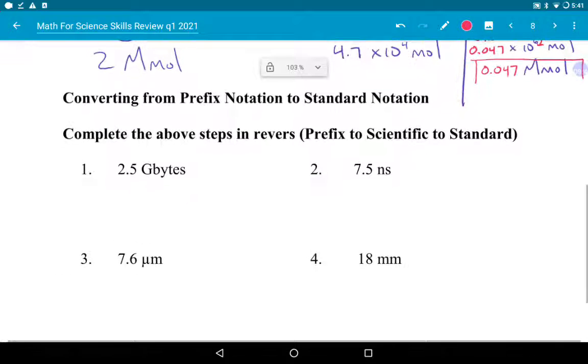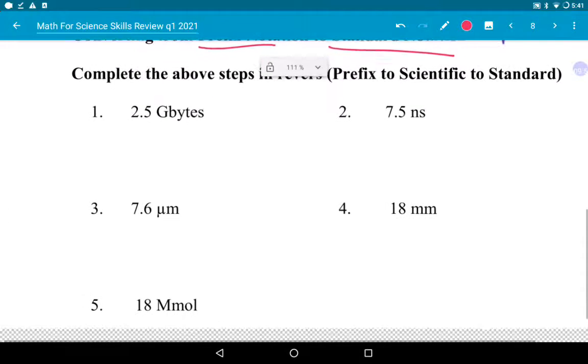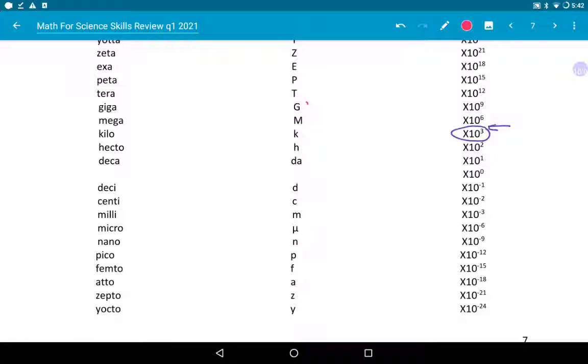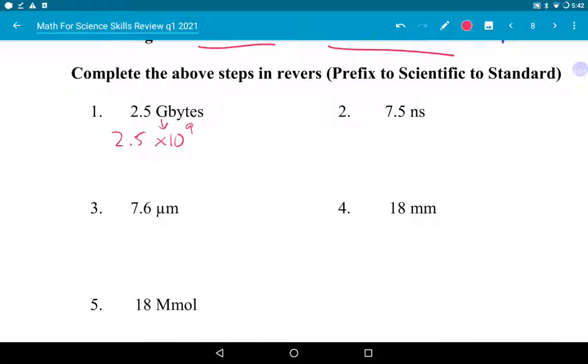Alright, so now we're going from prefix to standard. So we just do the exact opposite steps. So here we have 2.5, and what we're going to do is replace this with times 10 to the, and we figure out what power it's going to be. Giga, look for the G, and replace it, we go the other way. So 10 to the 9. So 10 to the 9 bytes.